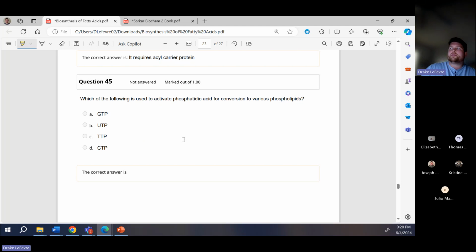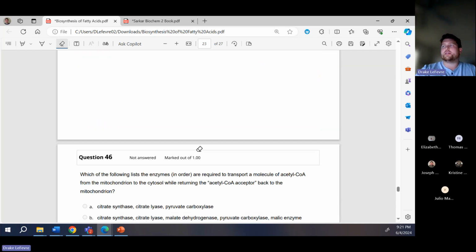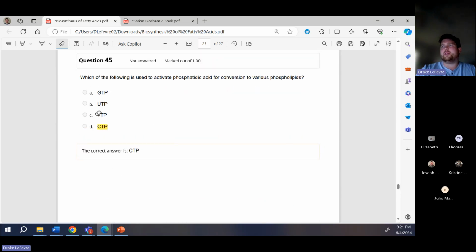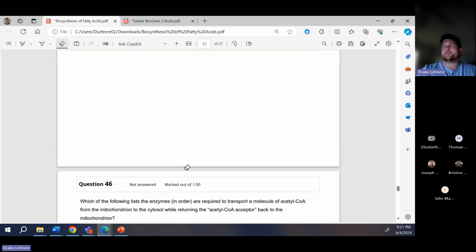Which of the following is used to activate phosphatidic acid for conversion to various phospholipids? The answer is CTP. I don't remember exactly where this is, but hopefully it's an easy enough question to remember if it comes test time. If you see all these, pick CTP. Because the other ones, UTP, TTP, and GTP, aren't ones that we discussed this trimester. That was last trimester.